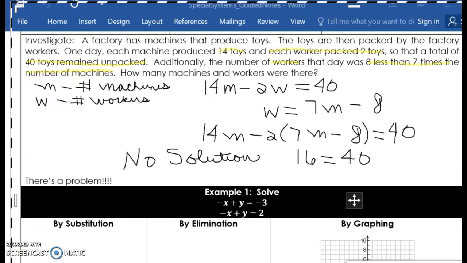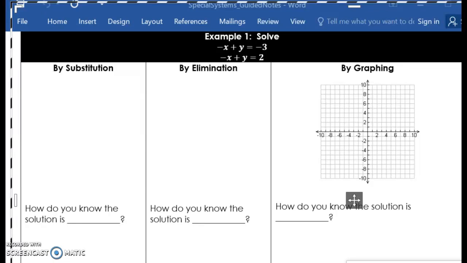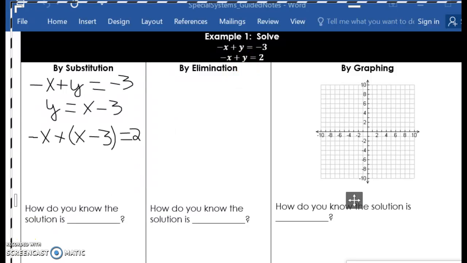Okay, let's look at another example. All right, let's try solving this system by all three methods that we know. If we use substitution, we'll have to solve one equation for one variable. So we can solve the first equation for y, getting y equals x minus 3, and then substitute this stuff in for y in the second equation. So you get negative x plus the quantity x minus 3 equals 2.